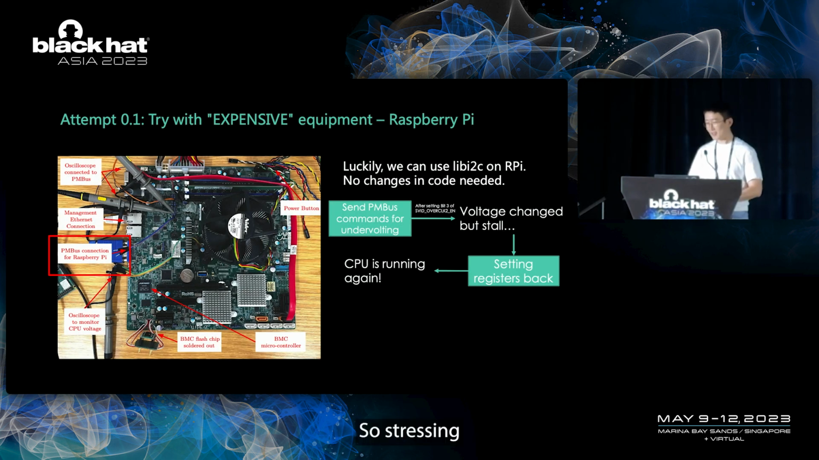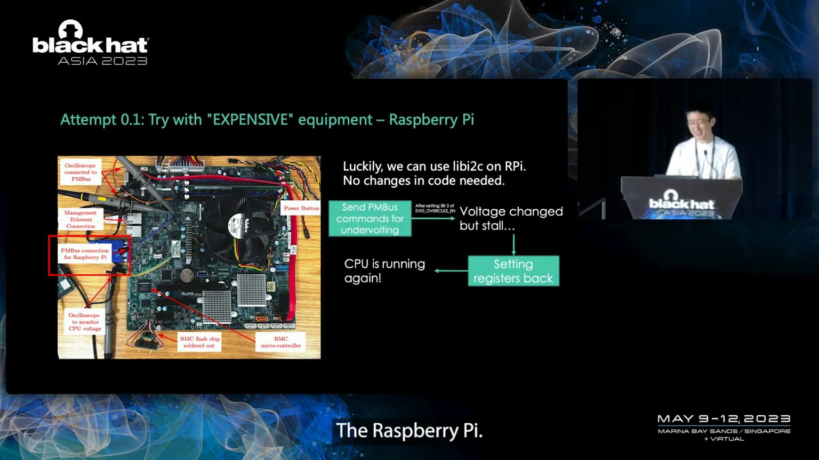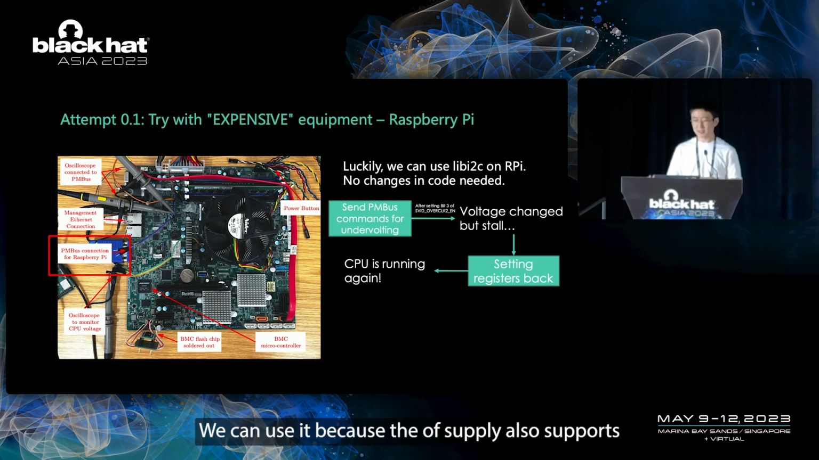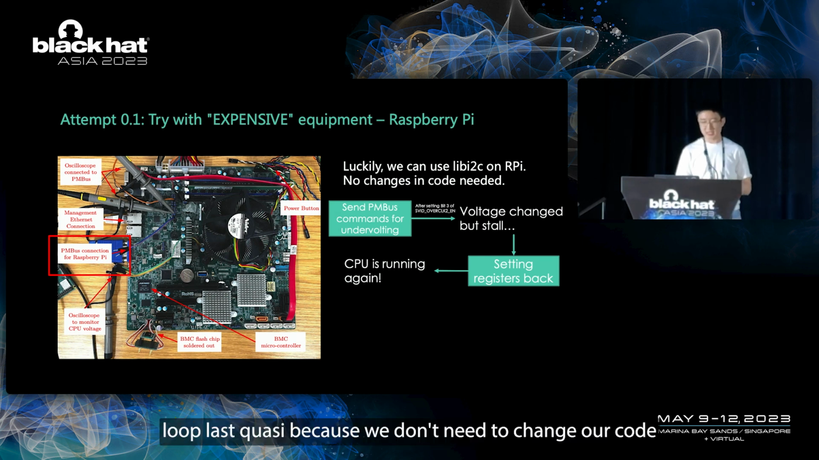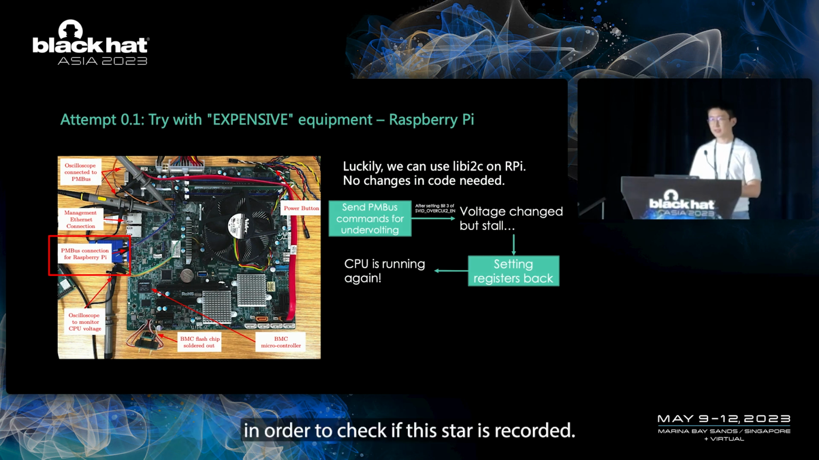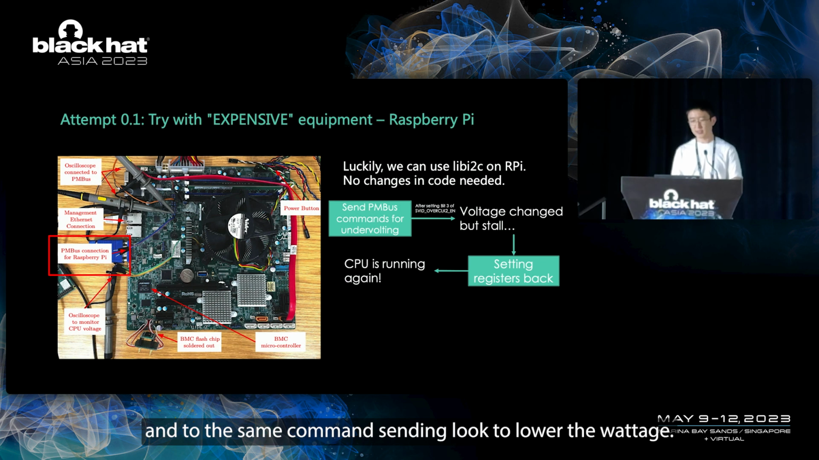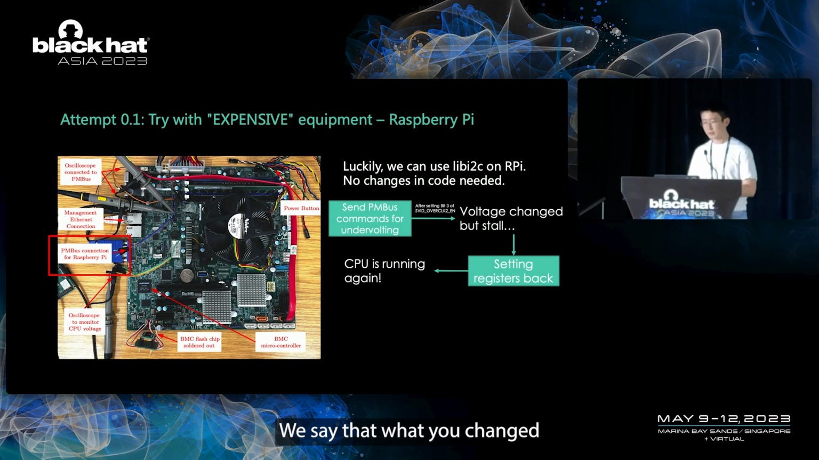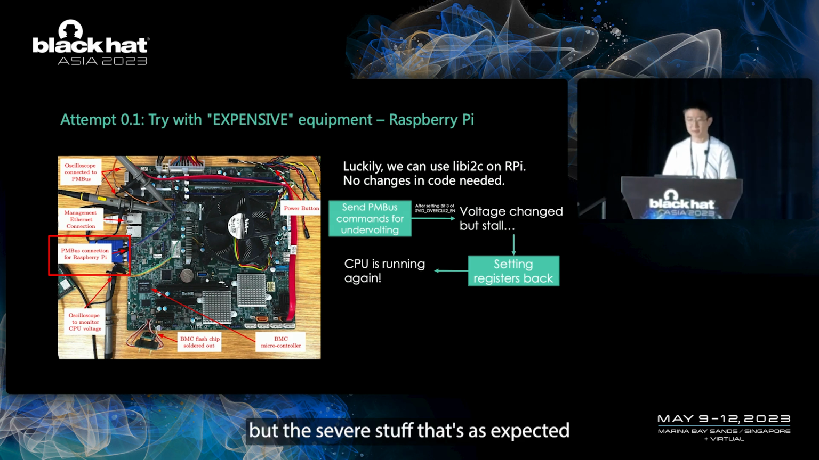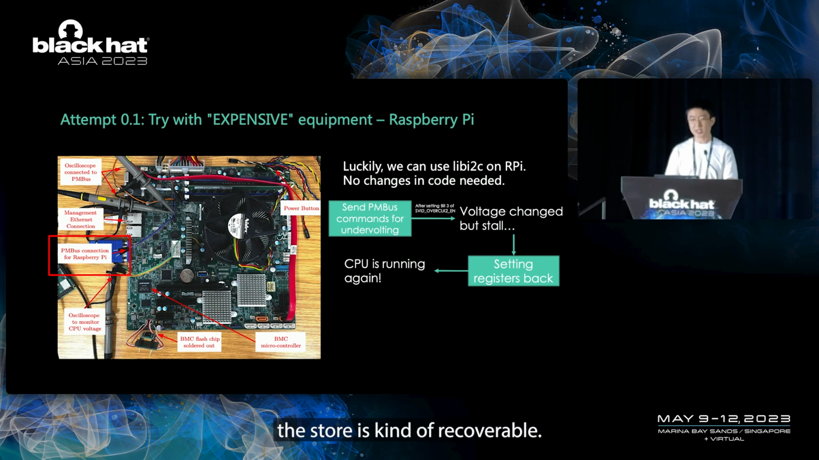Then the next thing we want to do is connect some more expensive equipment, a Raspberry Pi. Luckily, because the Raspberry Pi also supports the library, we don't need to change our code. In order to check if this stall is recoverable or not, we use the Raspberry Pi to connect to the motherboard and do the same command sending to lower the voltage. We see the voltage change, but the CPU stops. That's as expected. And then we set the register back, and the CPU is actually back up and running again. That means this stall is recoverable.